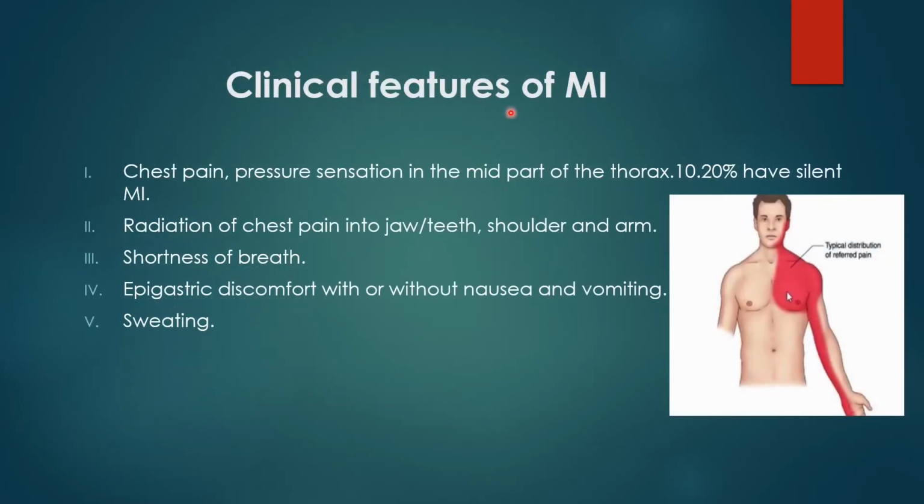The most important clinical feature of myocardial infarction is chest pain, which occurs in the middle part of the thorax. Radiation of the chest pain into the teeth, shoulder, and arm. Also shortness of breath, epigastric discomfort with or without nausea and vomiting. Also we have sweating.